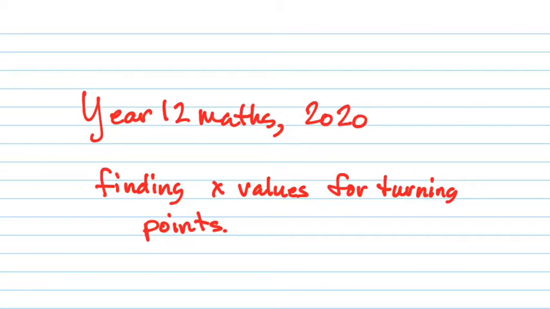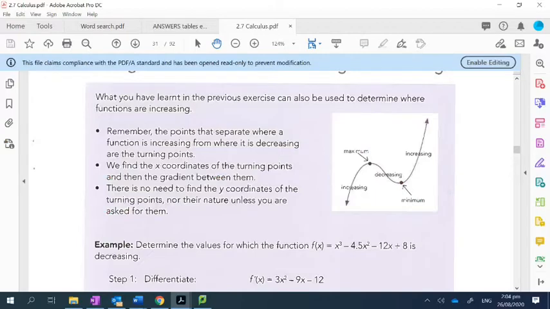All right, so let's take a look at the lesson. You're going to be very happy because it's very much like what we did before. Remember that the turning points simply separate where it's increasing and decreasing, right? So if it's increasing and you hit a turning point, that means it's going to start what? Decreasing. If it's decreasing and you hit a turning point, that means it's going to start what? Increasing. So that's what happens at those turning points.